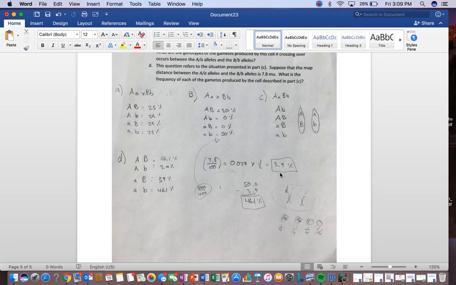And then for the parental gametes, you just take the remainder of the other 50%, and you subtract 3.9%, which gives you 46.1% of those gametes happening.